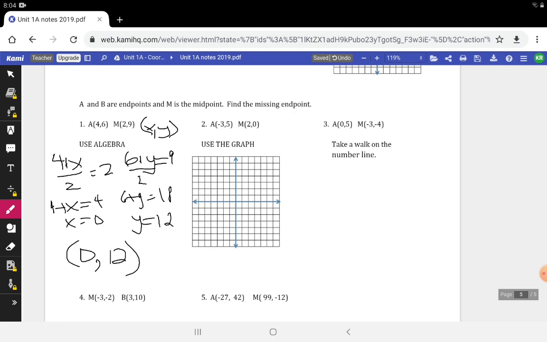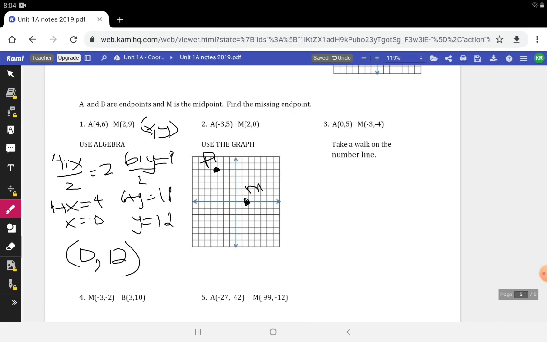The second way that you can do this is by using the graph and literally plotting the 2 points. So A is negative 3, 5, so we'll start at the origin, we'll go left 3 and up 5 to this point right here. And I'll label that A. And the midpoint is 2, 0, so I will go right 2.